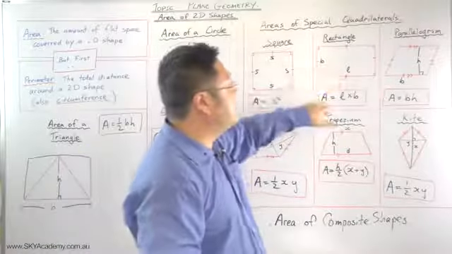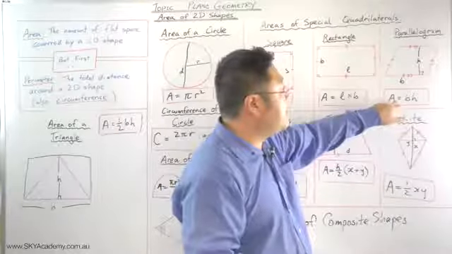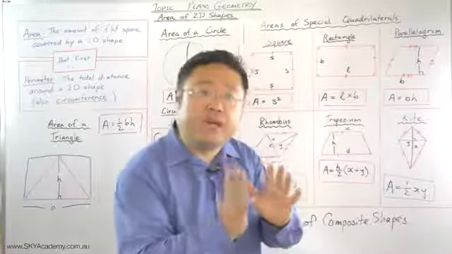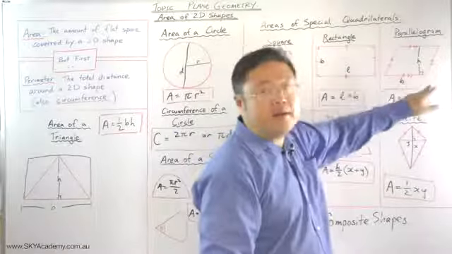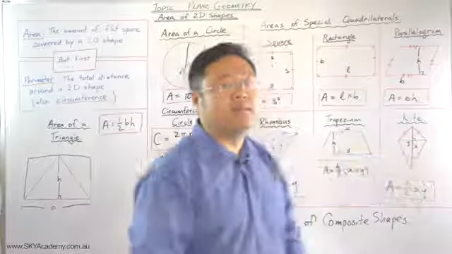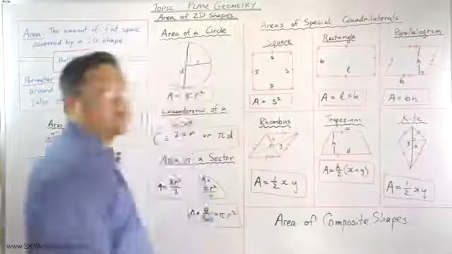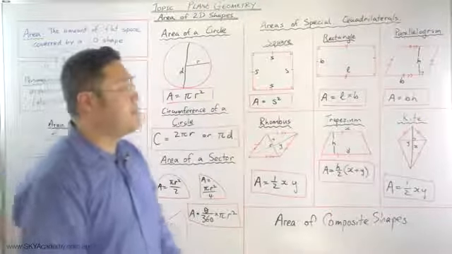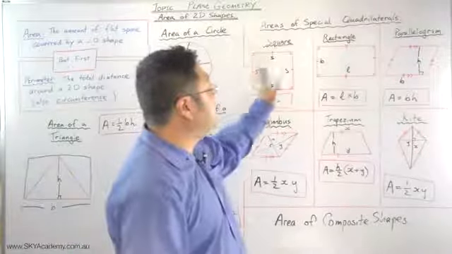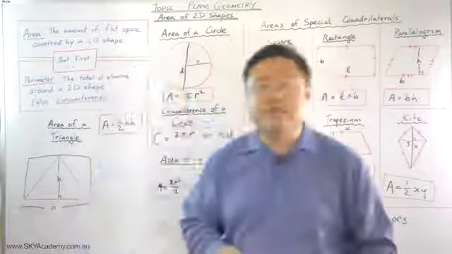The area of a rectangle is length times breadth, where one side is the length and the other side is the breadth. The area of a parallelogram is base times perpendicular height. The perpendicular height is not the slant height, but the height that is directly 90 degrees up from your base, and the base is the side on the very bottom. So base times height. That's your basic way of finding the area of these three quadrilaterals.